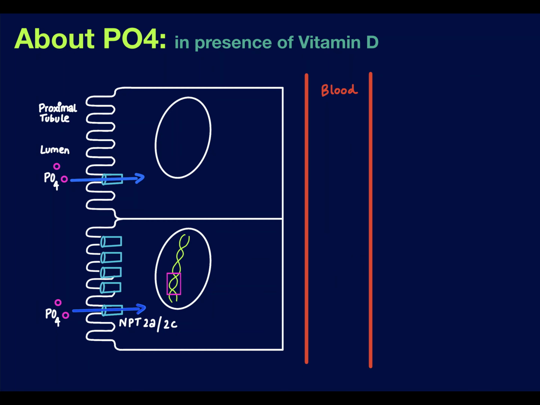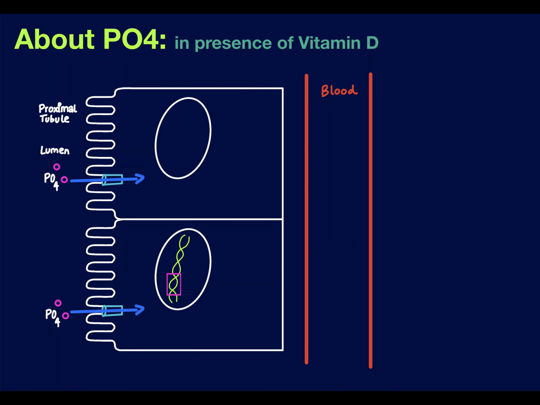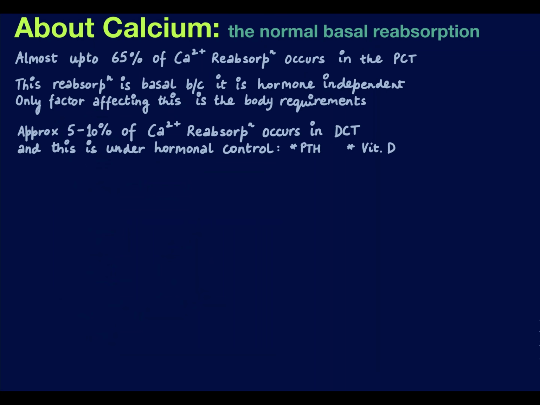Finally, vitamin D is cleared off and the proximal tubular cell attains its original state. Now, let's talk about the renal reabsorption of calcium. Maximum amount of filtered calcium is reabsorbed in the PCT. And this reabsorption of calcium in the PCT is not dependent on the hormones. It is occurring at all times in the body, and that is why this is the basal reabsorption of calcium.